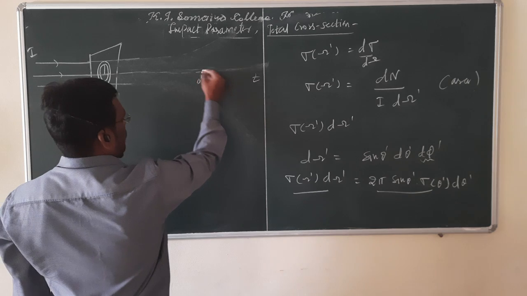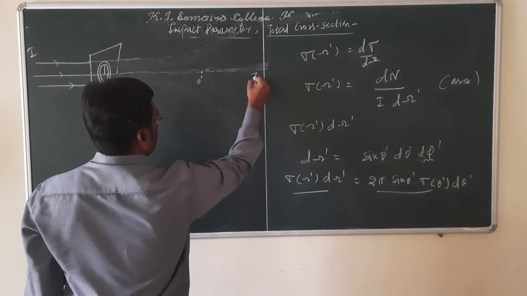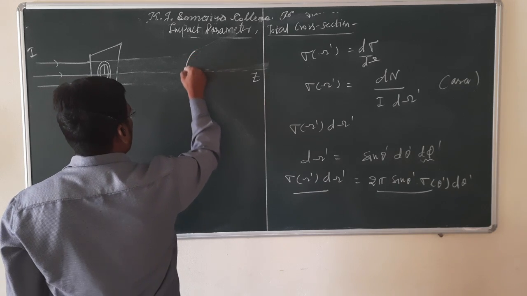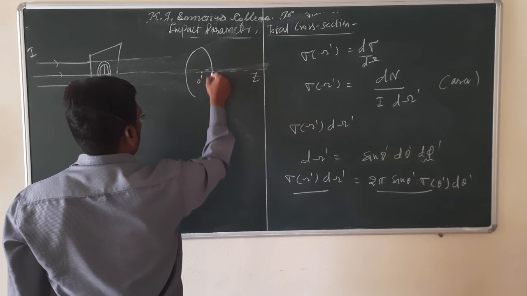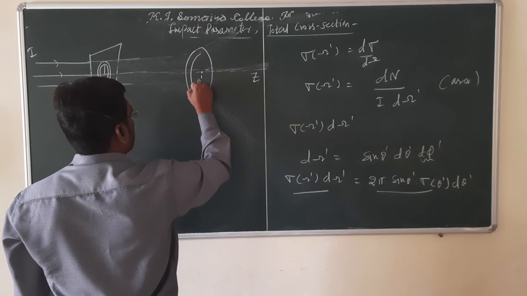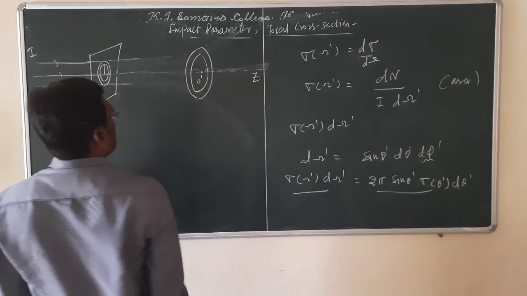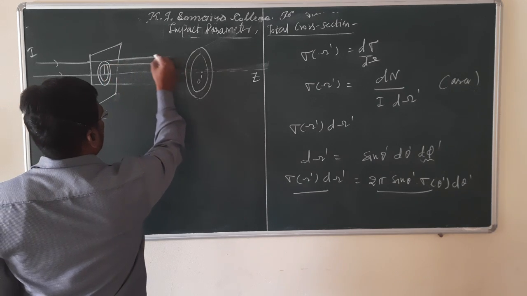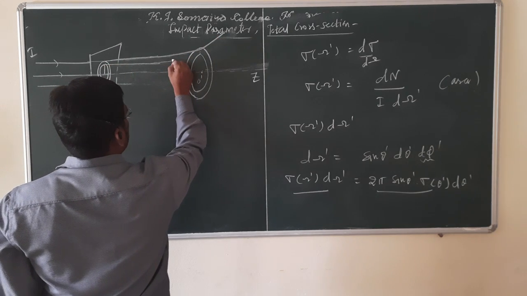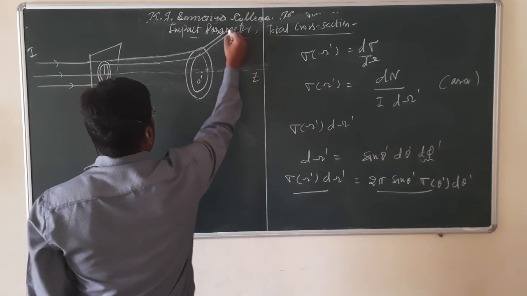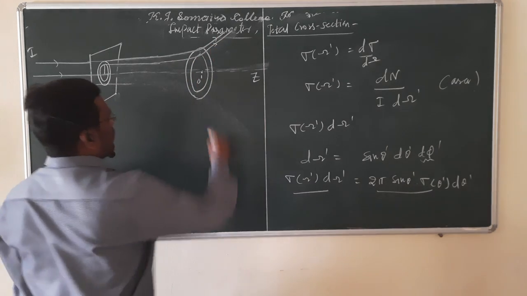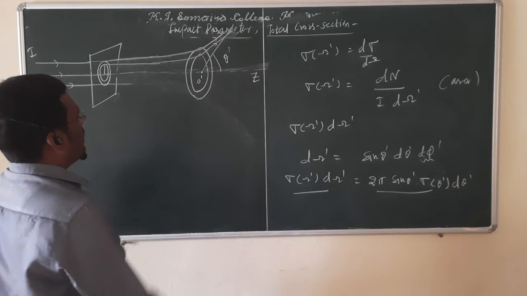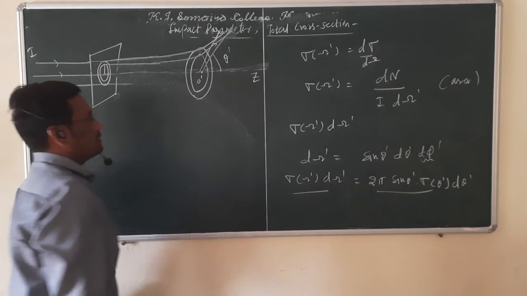Now from here, if you take again the particles which are coming like this, this particle will go like this, this particle will go like this. Okay, now this is the angle theta dash and this.